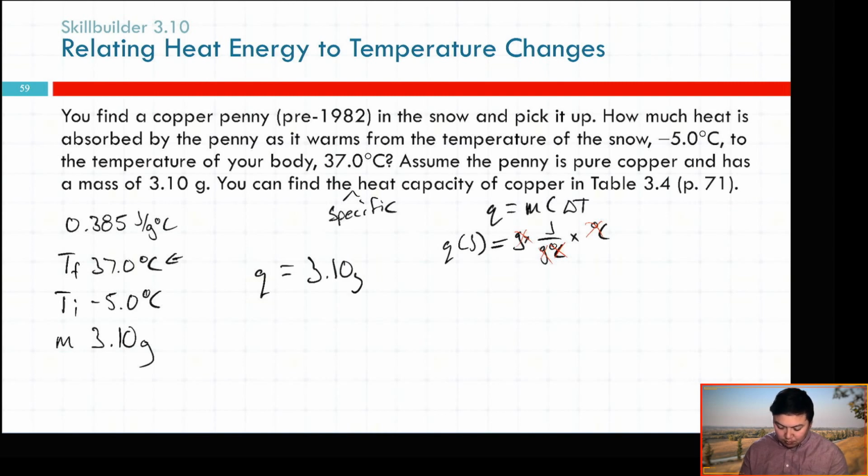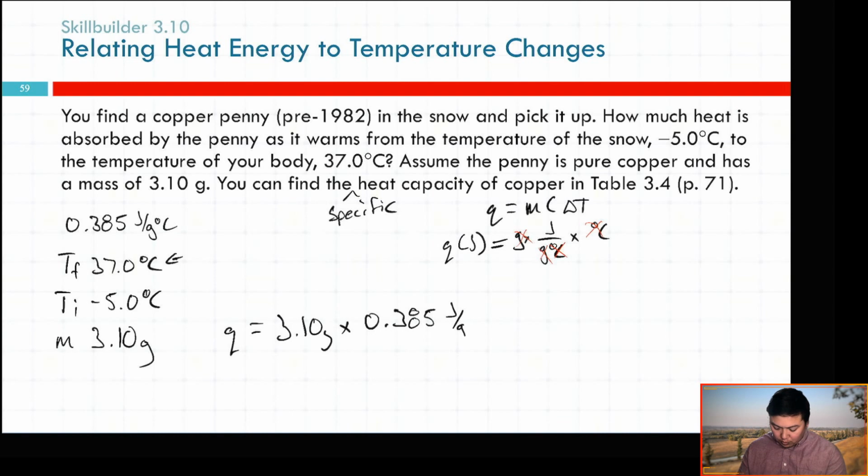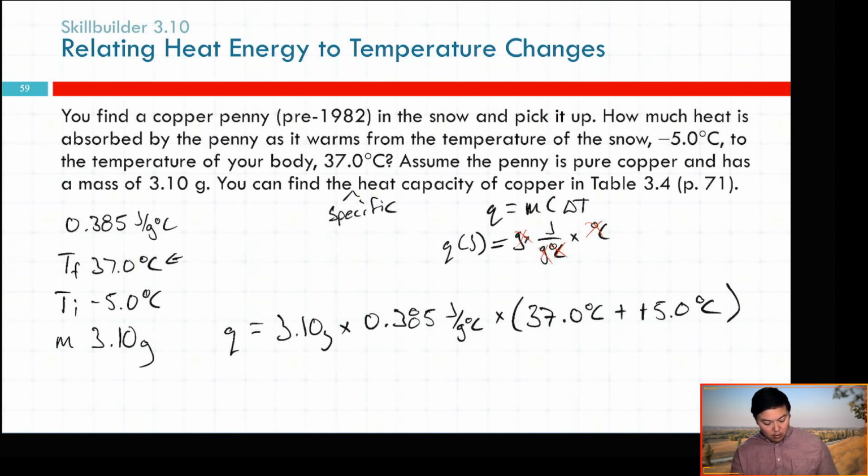Okay, so we just fill it in here, right? 3.10 grams times 0.385 joules per gram degree C times, in parentheses, of course, 37.0 degrees C minus a negative 5.0 degrees C. So we have a double negative here, right? So it's a positive. We'll do that first. 37 plus 5 is going to give us 42.